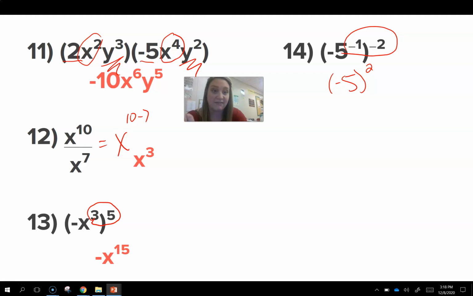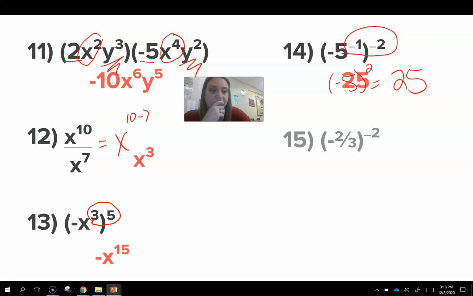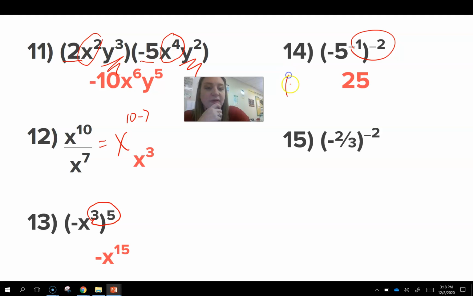And what is negative 5 squared? It is 25 as our result for that one. Over here, that became negative 5 to the power of 2, which becomes positive 25. Okay. So my negative and my exponent got canceled out in number 14.